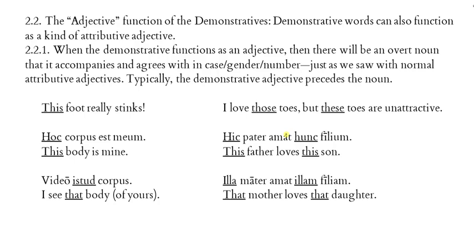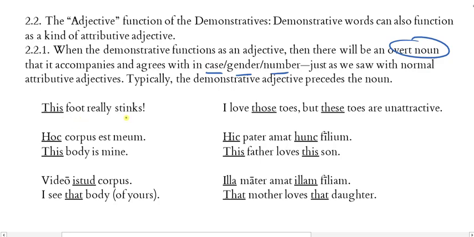And when the demonstrative functions as an adjective, there will be an overt noun that it accompanies, and as with regular attributives, they have to agree with their noun in three ways: case, gender, and number. Typically, demonstrative adjectives precede the noun. So, in English, that's true, right?